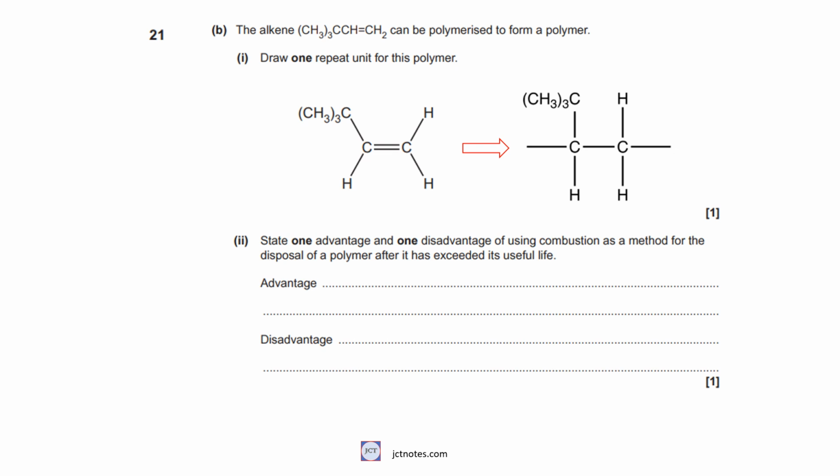In the second question, we are asked to state one advantage and one disadvantage of using combustion as a method for the disposal of a polymer after it has exceeded its useful life. The advantage is that it produces energy or electricity. You can also say that it reduces the consumption of fossil fuels. The disadvantage is that it produces greenhouse gases contributing to global warming.